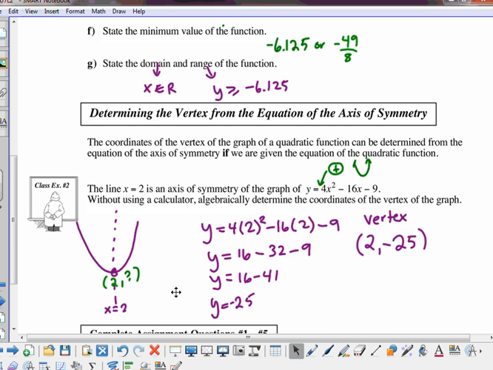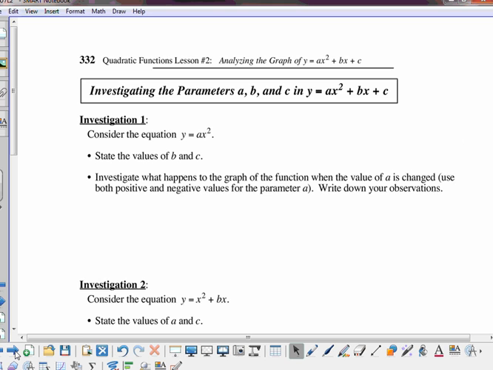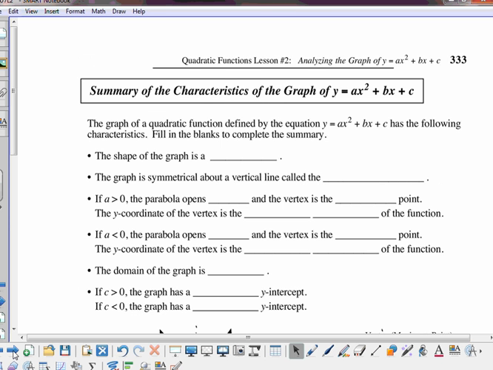Okay. Turn the page. Keep going. We're almost done. I want you to skip that page and just go over to the next one for a sec. So go over to summary of the characteristics. And then we'll do a little investigation together.